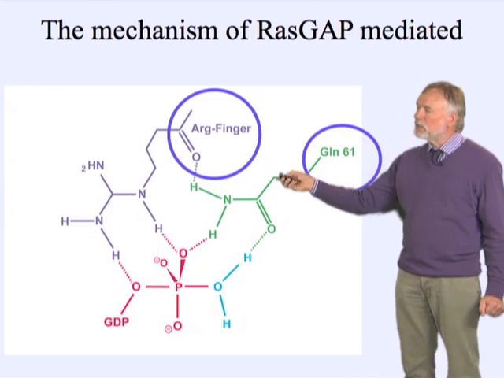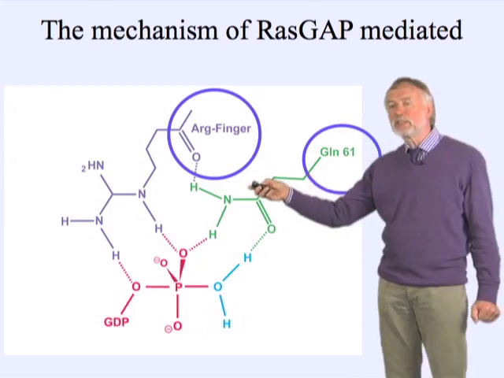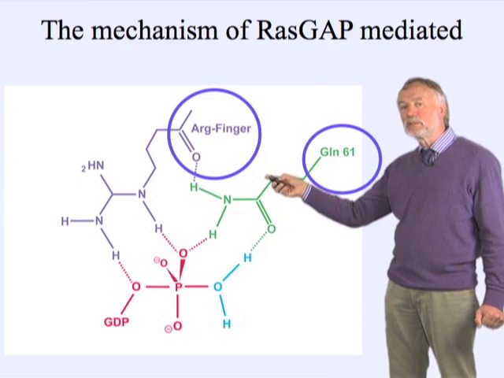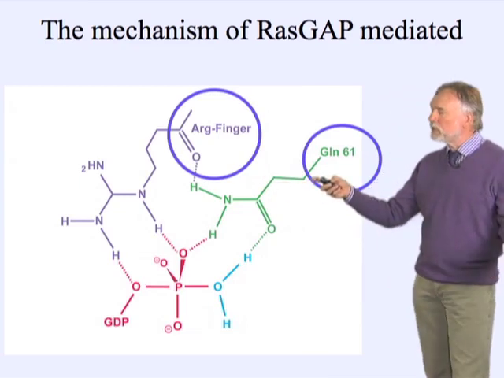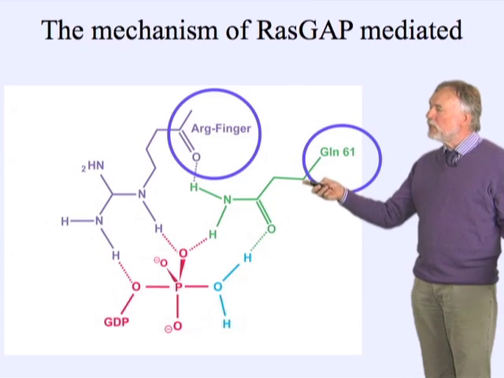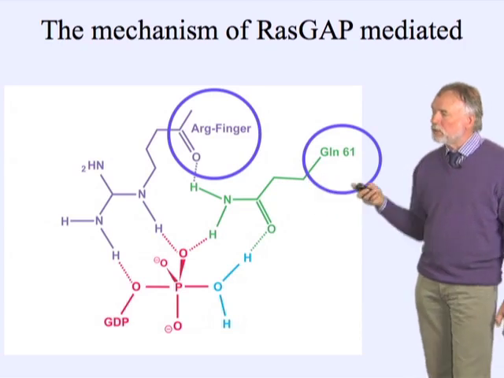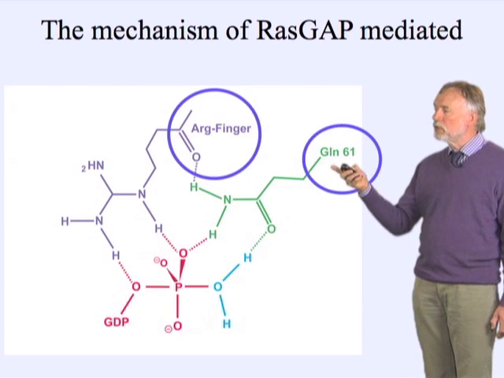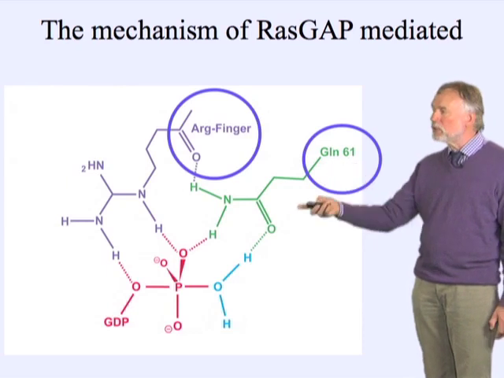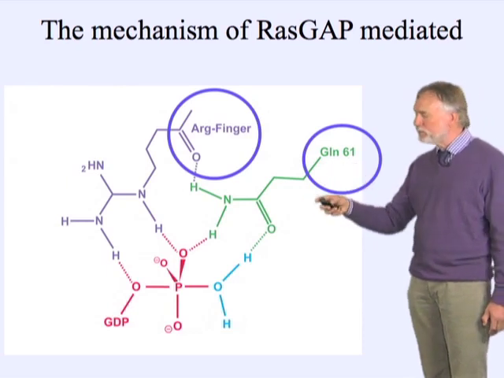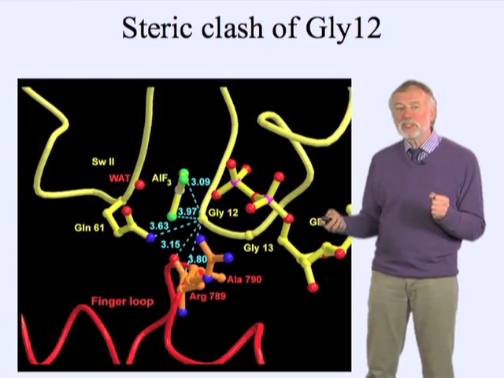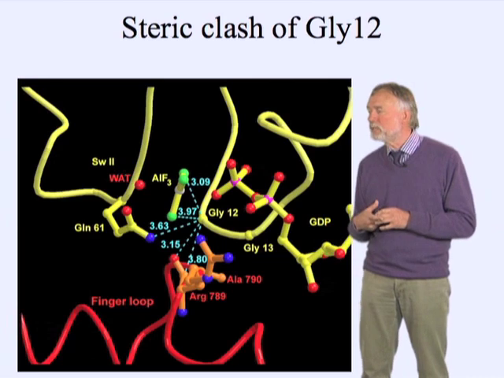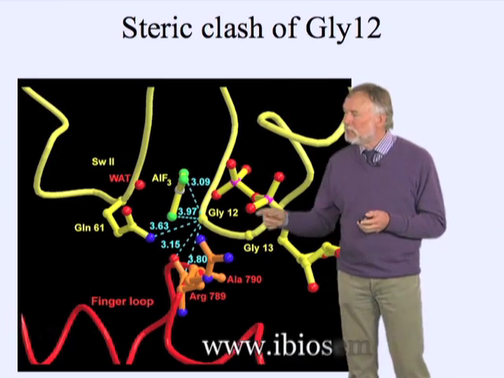And this already explains, for example, why mutations of glutamine 61 in oncogenic Ras mess up the hydrolysis reaction, because you can imagine if you have, for example, a leucine or whatever here, it cannot do this type of interaction. So any mutation of glutamine 61 is oncogenic because it is a direct catalytic residue. So the structure also explains why mutations of glycine 12 are oncogenic, and that can also be easily seen on this slide.